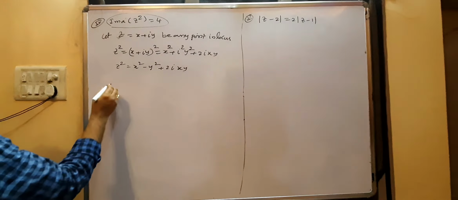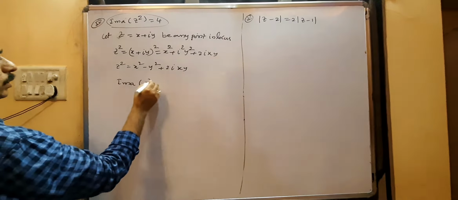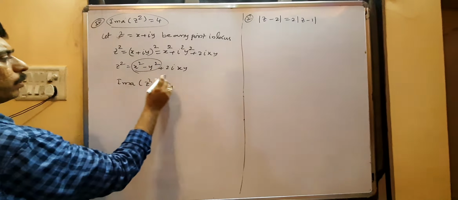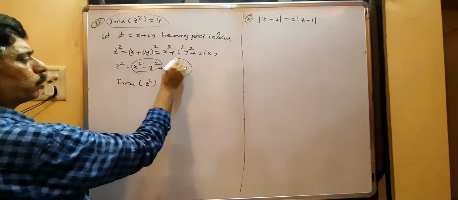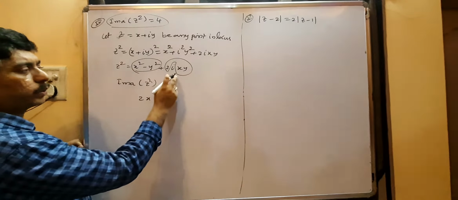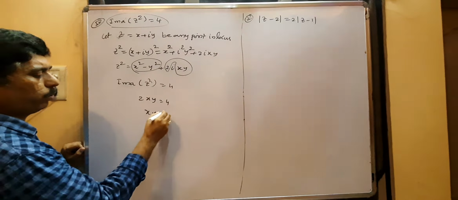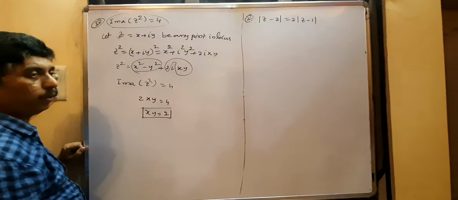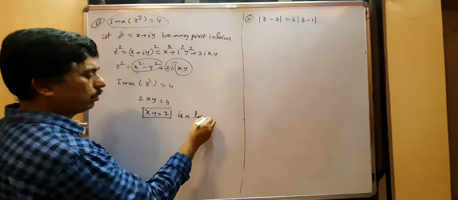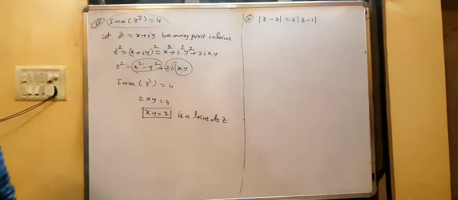Imaginary part of z square is 4, that is what is given. This is the real part, and the coefficient of i is the imaginary part. So 2 times xy is 4. Imaginary part of z square is 2 times xy equal to 4. xy equal to 2, the 2s cancel. xy equal to 2 is the locus of z. Okay, Nana? Copy it.